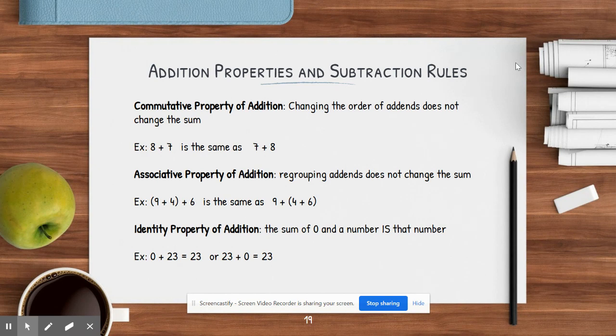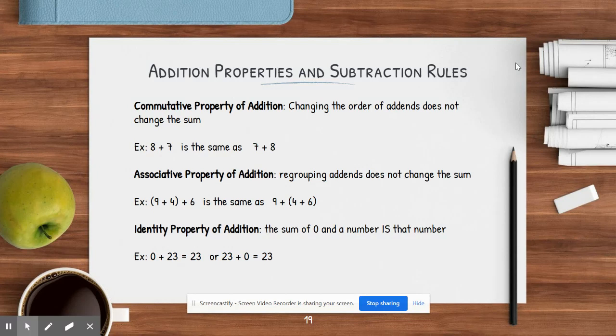If you look at that example, it has 9 plus 4 in parentheses, and then outside the parentheses it says plus 6. Who can solve that for me real quick? If I have 9 plus 4 in parentheses plus 6, Brandon, what do I have? 19. Yes, so I have 19.